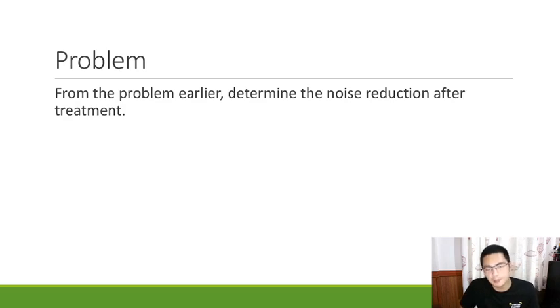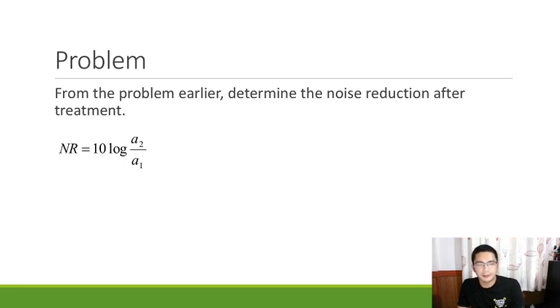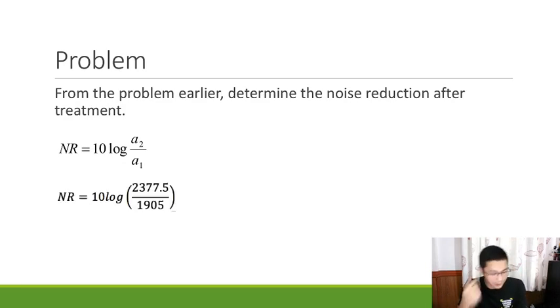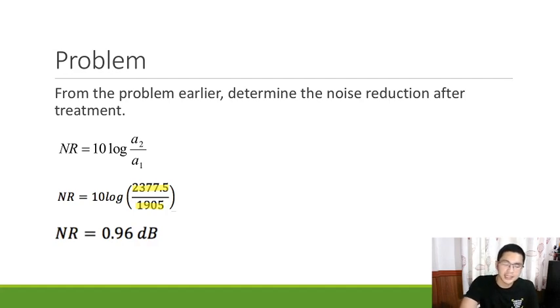So, from the problem earlier daw, determine the noise reduction after treatment. So, ito yung formula natin. Nakuha natin na answer kanina. Before treatment, 1905. After treatment, 2377.5. Calculate lang natin. We have 0.96 dB. So, ibig sabihin, 0.96 dB yung level na iginanda. Or ito yung natanggal na noise. Ito yung level ng noise na nawala doon sa ginawa natin na treatment. So, after treatment, nabawasan ng 0.96 dB yung noise na napoproduce nung lugar natin.